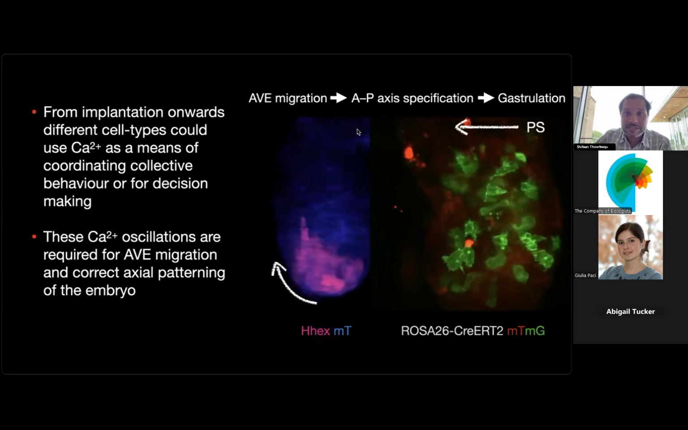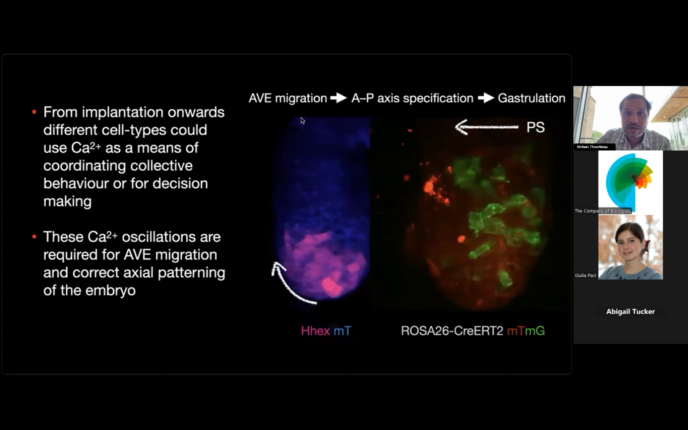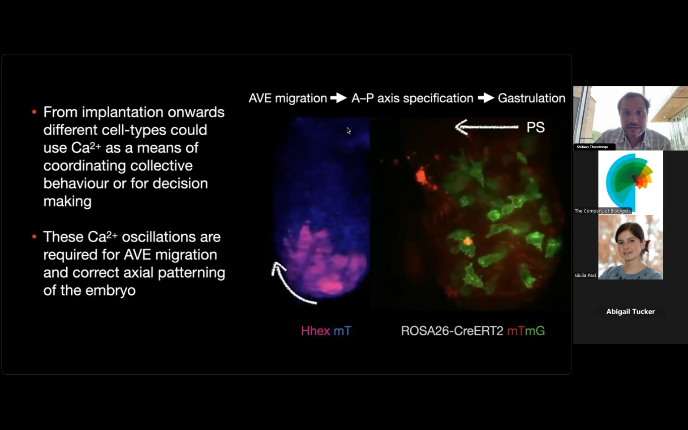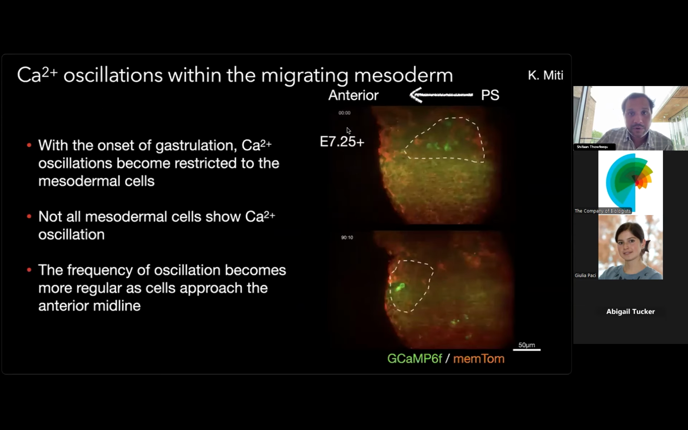And here you can see mesodermal cells migrating from the posterior towards the anterior along what are called the mesodermal wings. So we looked at calcium dynamics of the gastrula. And what we see is that with the onset of gastrulation, calcium oscillations get restricted to the newly formed mesodermal populations. So the VE and the epiblast and other cell types more or less go silent, whereas the mesodermal cells start showing these oscillations initially closer to the primitive streak, and as they migrate along the mesodermal wings laterally across the embryo.